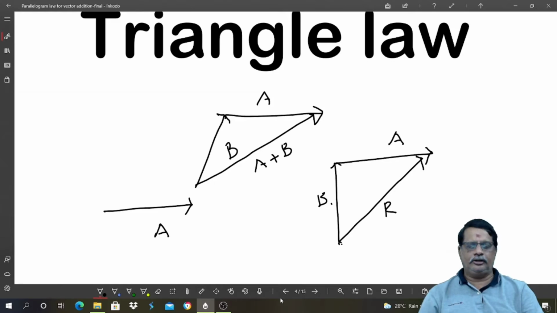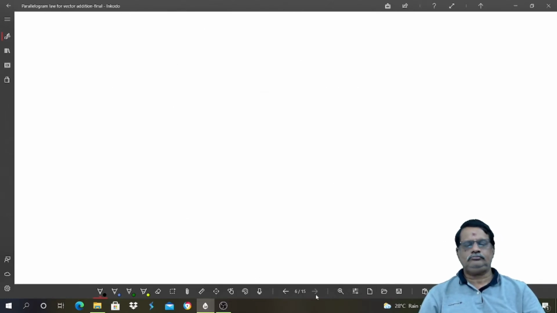But in any other case where the angle is not 90 degrees, it is a little difficult to find the magnitude of A plus B. And for that, we will use a more convenient, more general approach called the parallelogram law of vector addition. So our next topic for discussion is the parallelogram law of vector addition. Let us see what is meant by it.